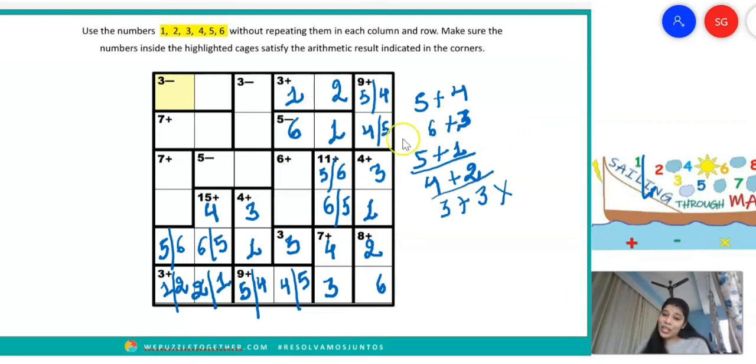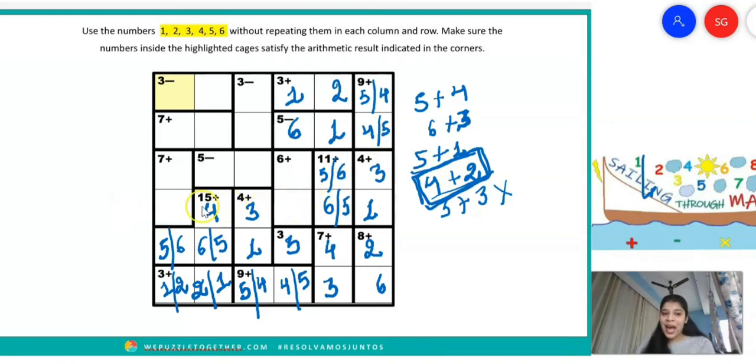Now, can I use the combination 5 plus 1 here? No, I cannot use the combination 5 plus 1 here. Why? Because 1 is already present in this column. So if 1 is already present in this column, then I cannot possibly use the combination of 5 and 1. So the only combination which is remaining here is 4 and 2.